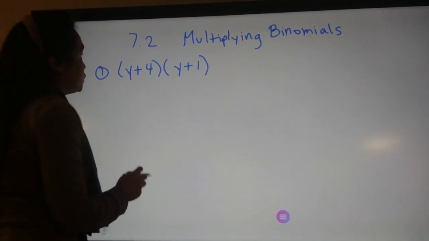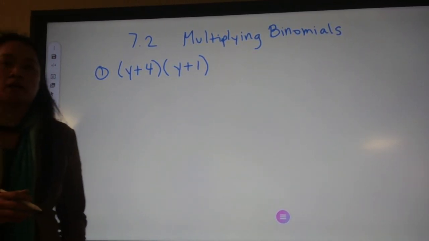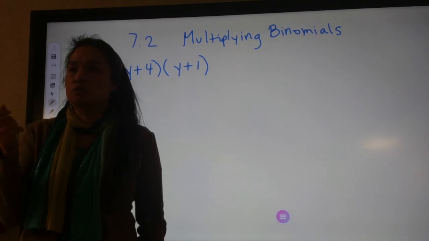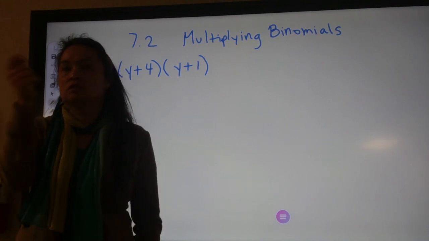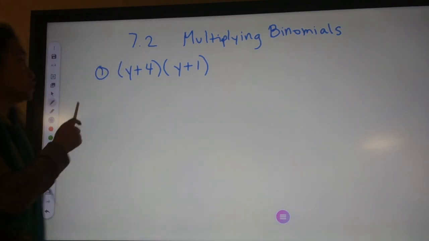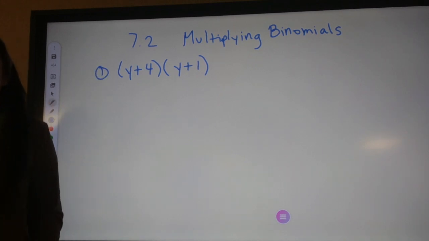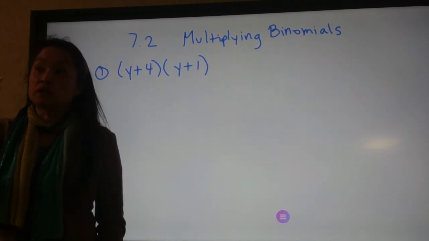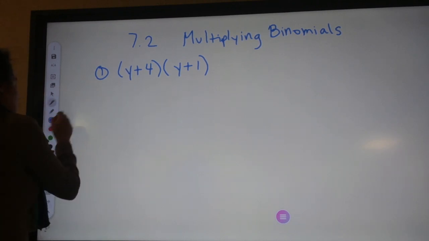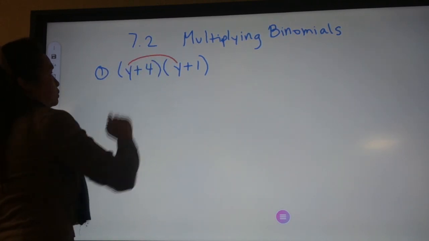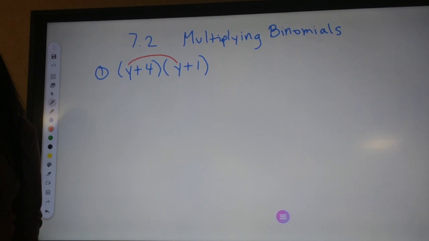Okay, so we're covering 7.2, multiplying binomials. You have practice right now so far on multiplying monomials with a polynomial. So now we're going to do a binomial and a binomial. All right, so the first way that I taught you, some people call it the rainbow method, because we're going to draw a little line.